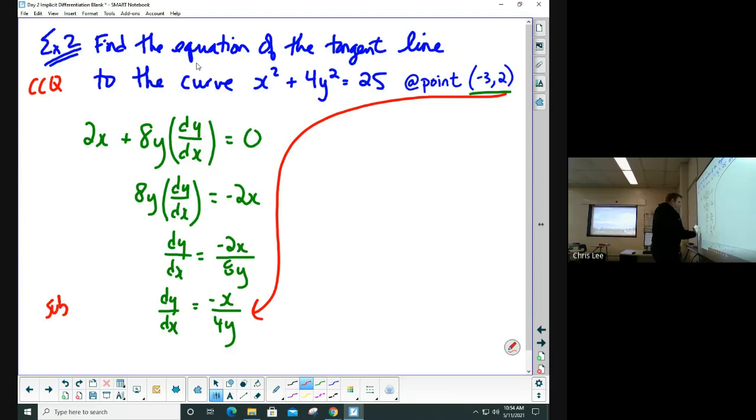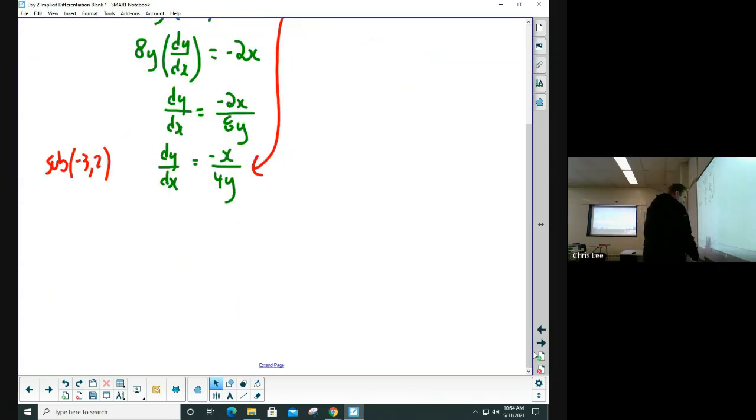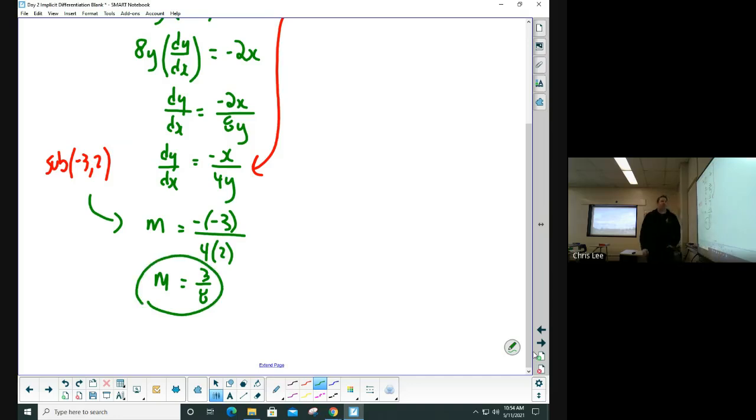So sub in (-3, 2). Now I switch from finding the equation to finding the slope. And the x is -3. All right, we're plugging in -3. And y is 2. And so this becomes 3/8. So the slope of the specific tangent at the point (-3, 2) is 3/8.